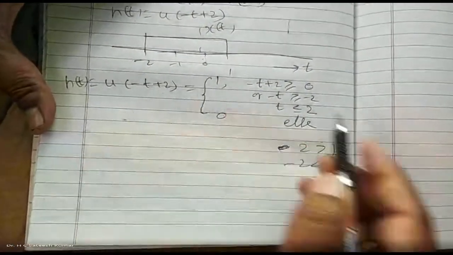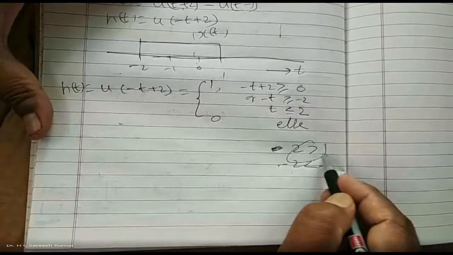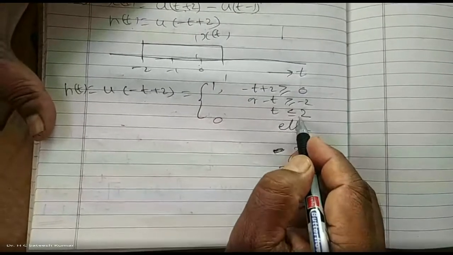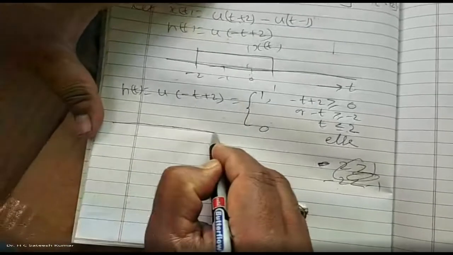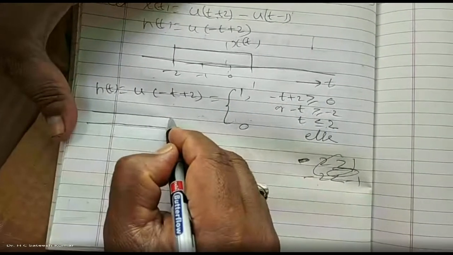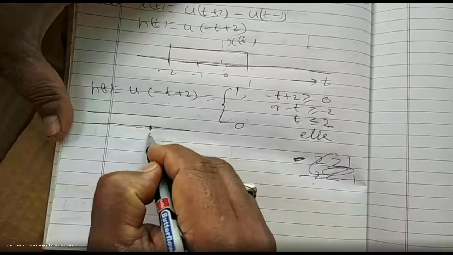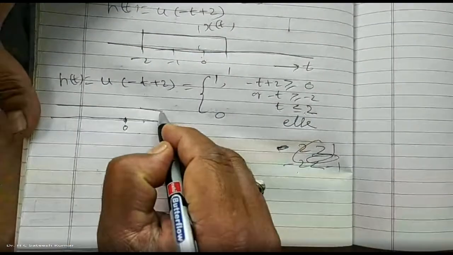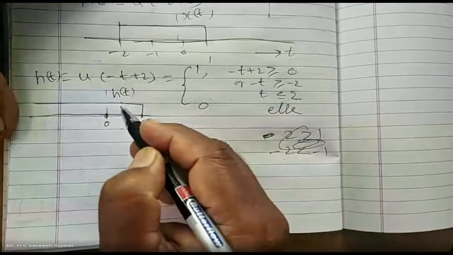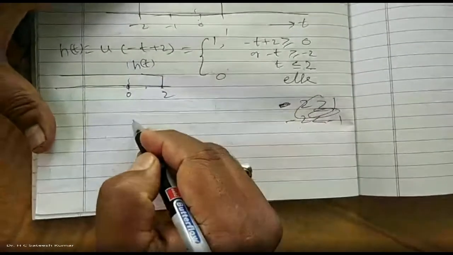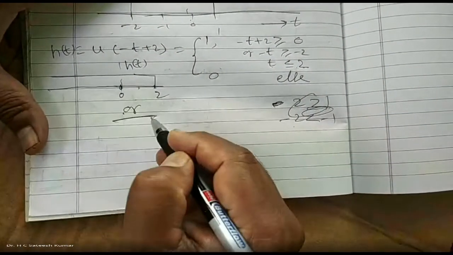So from this, where to where can you write it? T less than or equal to 2. Like this you can write. This is 0, let us say 1, 2. Before 2, this is your h of t. This is one way of doing it, or by graphically also we can do it.